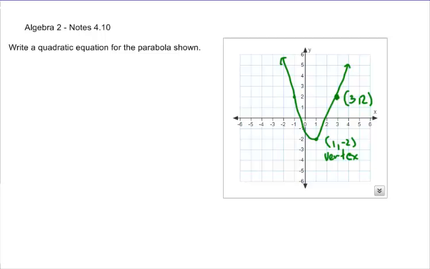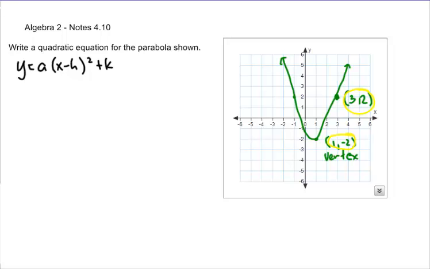Okay, in section 10, what we're going to do is write equations of quadratics based off the information given to us. Well, here's the first one. We've got a parabola, and they tell us that we've got a vertex and a point on the parabola. So I want to use the vertex form of a parabola, and I'll show you why.